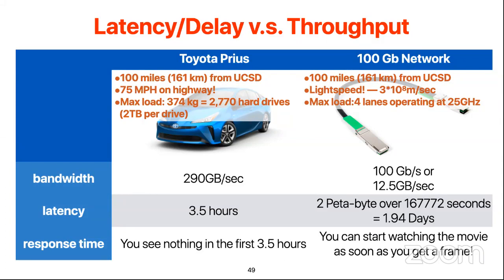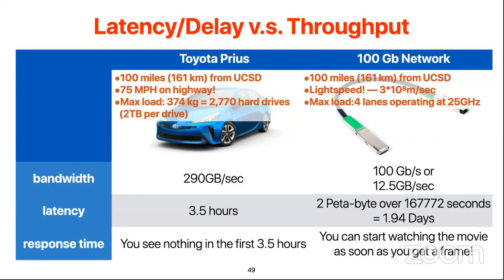So this example tells you that depending on your application, some applications we do want, like watching a movie, right? I do want to see the movie as soon as possible. Then using a Prius is not a good idea. But if your task is something that you can wait for, then using the network is probably not the most efficient way. If you really want to get the data in the most efficient way, then using your car is probably going to be more efficient than other options.